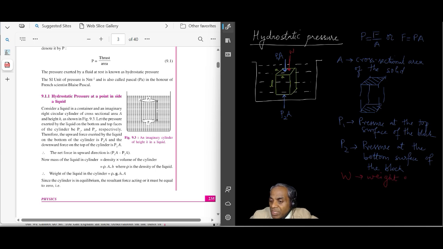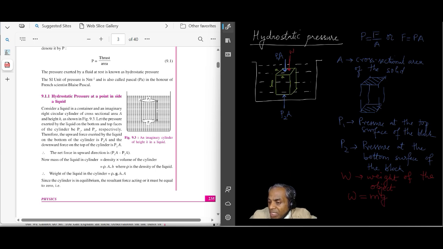And we know weight is a force, right? We have studied that in the chapter on laws of motion as well as on gravitation. For those of you who don't know, we can understand weight as force. So force is nothing but mass into acceleration.